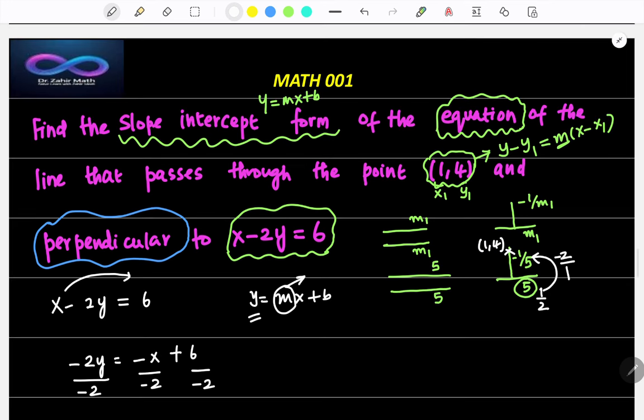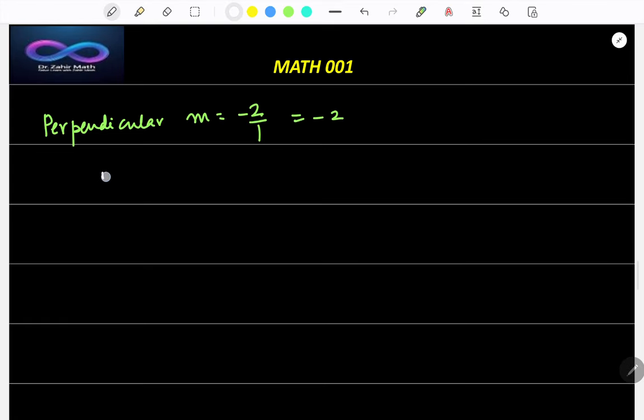So I can use this formula. Right? So now the formula is what? y minus y1 equals m times x minus x1. So y minus, what is my point? My point is (1, 4). This is x1 and this is y1.